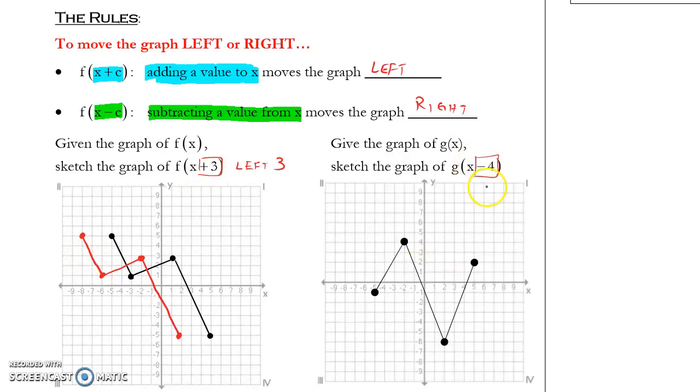The opposite would be to subtract 4. Subtracting from x means to move it to the right. So this would be a shift right 4 units. 1, 2, 3, 4 units here. 1, 2, 3, 4 units here. You can see that connects. I've taken this segment and shifted it to the right. 1, 2, 3, 4 units here. Those connect. I've taken this segment and shifted it 1, 2, 3, 4 units right. I've shifted the whole thing 4 units to the right.